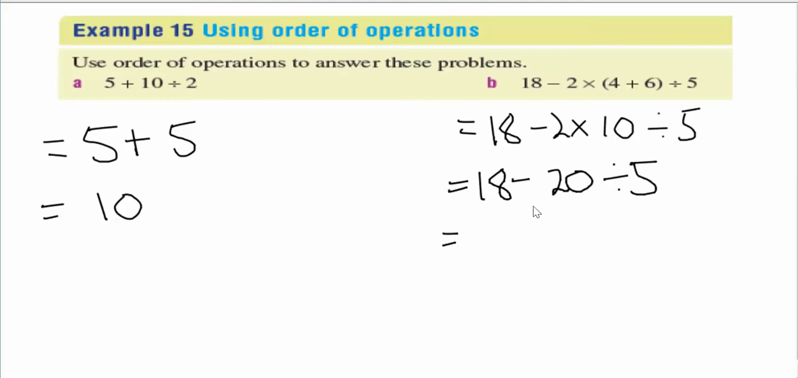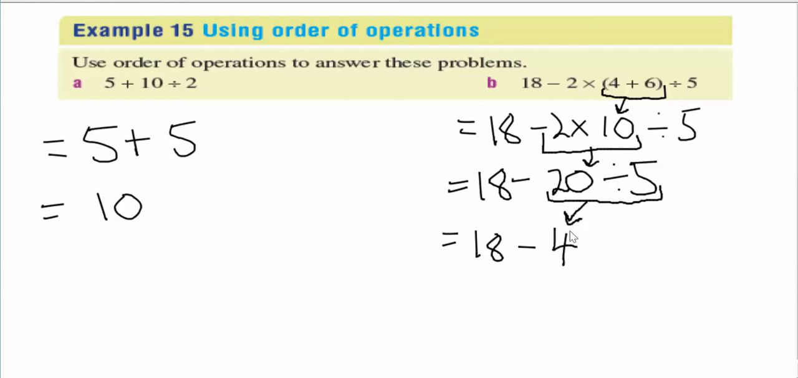Now on my next line, I'm now dealing with this part. Okay, so I've dealt with this part, did the brackets first to there, dealt with that part to give me the 20. Now I'm dealing with this part, so my 18 and that minus stays there. 20 divided by 5 is 4. Okay, so that gives me that, and 18 minus 4 gives me 14. Alright, and that is my final answer for that problem, 14.